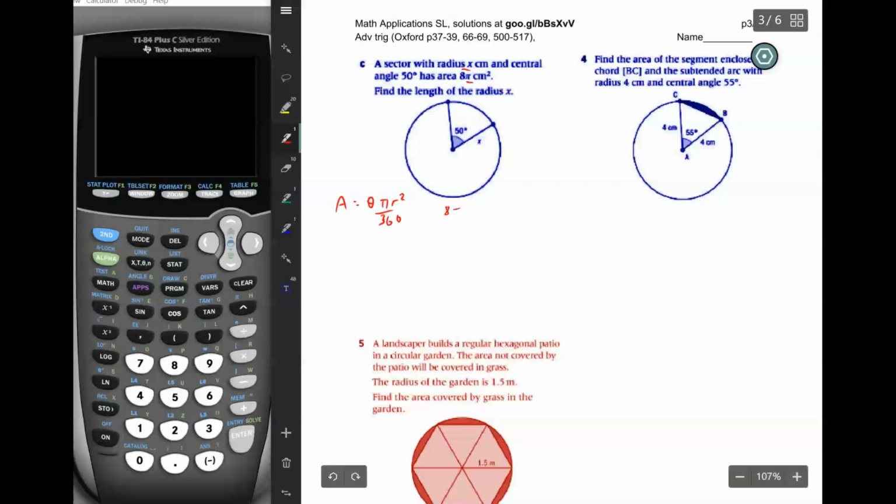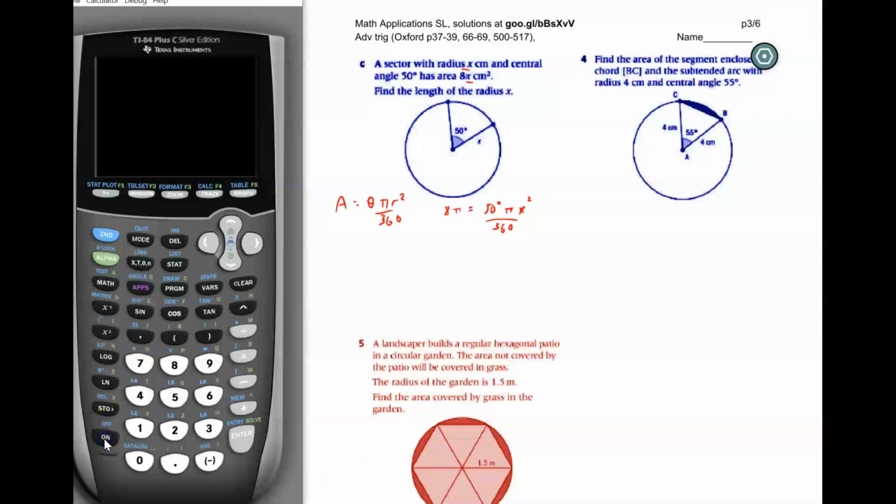So we're going to put 8 pi equals theta, which we know is 50 degrees, times pi times r squared, which is x squared, divided by 360. And then we can solve this with algebra, or we could use the solver in the calculator. So let me demonstrate how to do that.